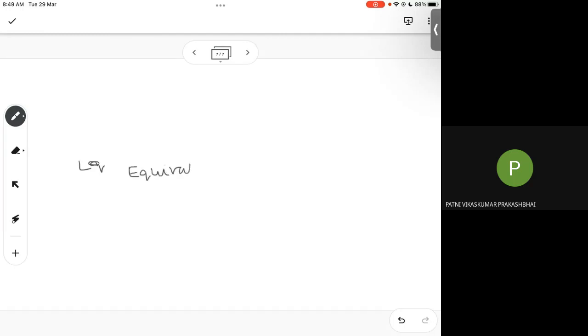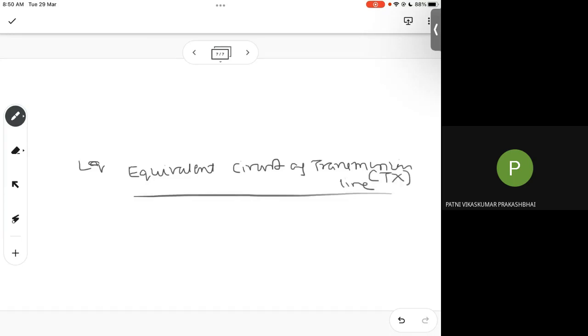the equivalent circuit of the transmission line. I will be using this word TX, which is quite common for transmission. So basically what happens here, the equivalent circuit of the transmission line, how I can represent it.